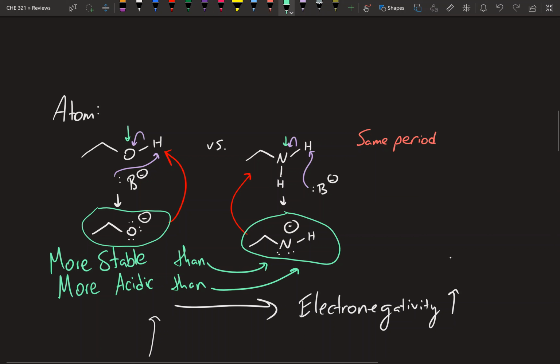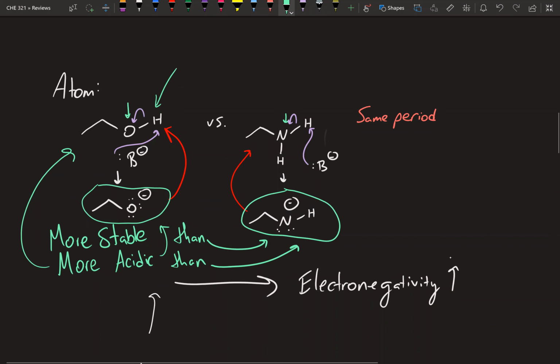So on the test, if they were to give you this question, we would pick the structure on the left as being more acidic, because when we're comparing two things on the same period, we look at the electronegativity. The one on the left is going to be the more acidic one. The acidity refers to the structure in the acid form, not the conjugate base form. So that's the trend when the two atoms are in the same period.